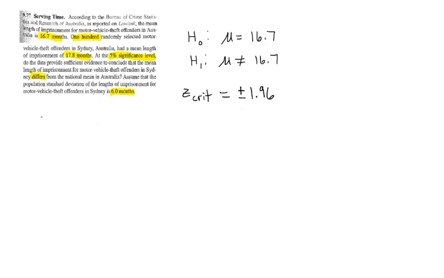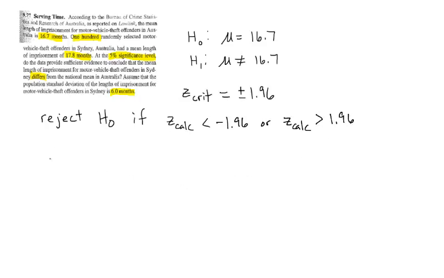So that means we're going to reject H0 if zcalc is less than negative 1.96 or if zcalc is greater than 1.96. So now that we've set up our rejection regions, we're going to find our zcalc.